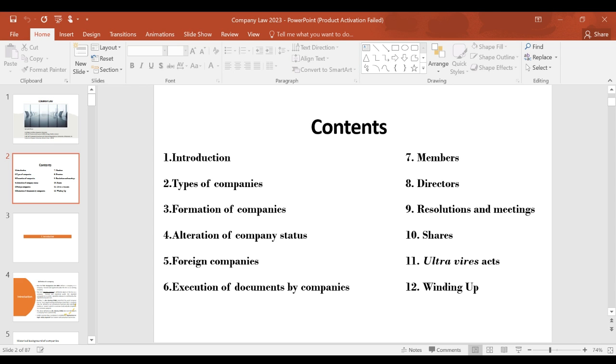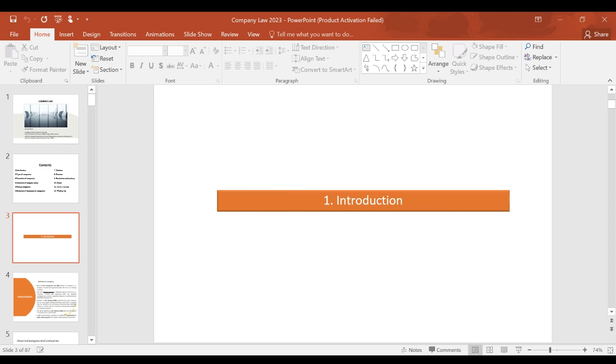Under this unit, we shall learn about types of companies, its formation, alteration of company status, company membership, directors of a company, how they're appointed, their duties and responsibilities, company meetings, the resolutions that come from those meetings, company shares, and finally, we shall look at how a company is wound up. So, welcome. Let us now explore our first topic on introduction to company law.